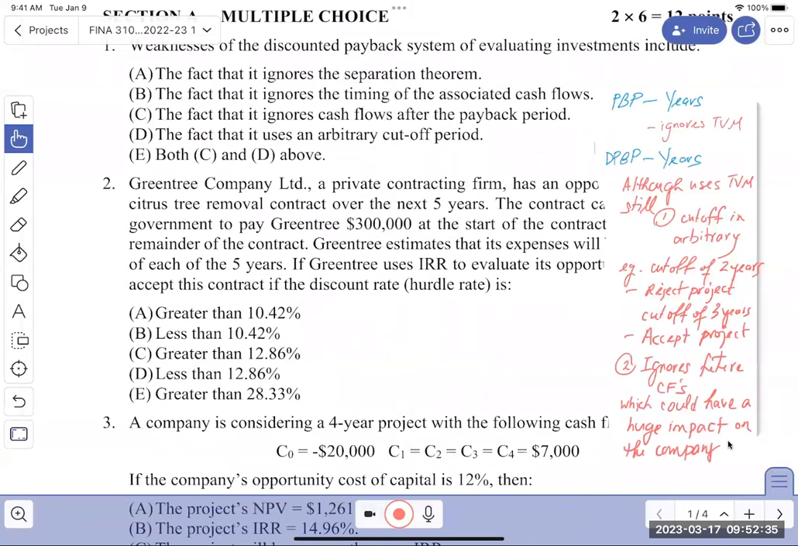Well, it's C. So this is true. Is D true? Yeah, it cut off the arbitrary also. Right. Okay, so E is the answer. Very good. Good for you.